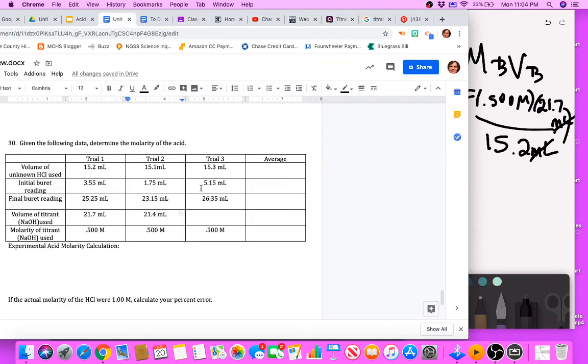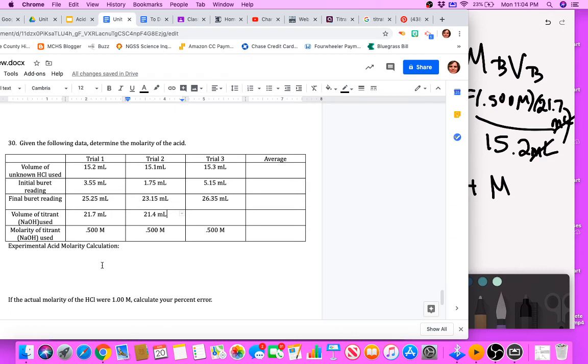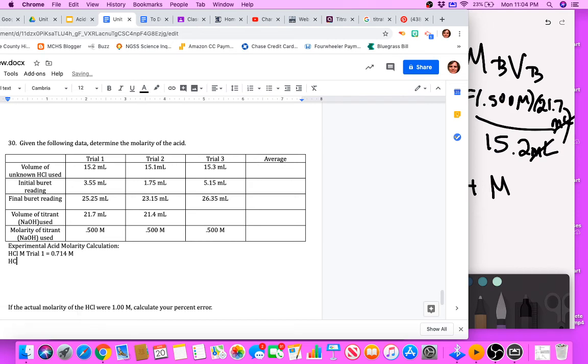And it looks like that's what I'm going to use as far as my significant digits go. Let's see. Yeah, I think that's going to be fine. So we got 0.714 molar. Okay, so that is going to be our molarity for trial 1 for our acid. So HCl molarity trial 1 is equal to 0.714 molar. Now we're going to do the same thing, but for trial 2.